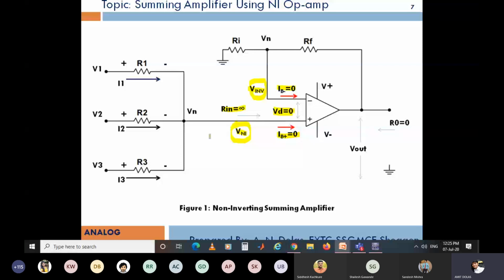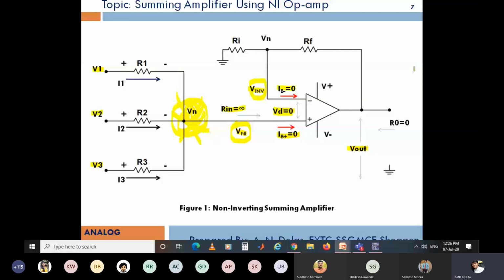So here in this example, in the previous example, non-inverting voltage was directly Vin, but here it is unknown. Because what are the inputs? Inputs V1, V2 and V3 are the known sources. It may be 1 volt, 2 volt and 3 volt. But what value of voltage is generated at this node, we cannot predict. So for that, we have to solve for Vn, and then after we can solve for the output equation Vout.